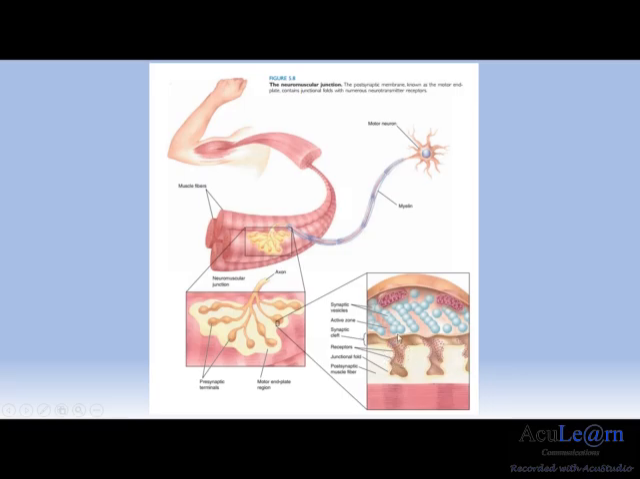The motor end plate at the postsynaptic region has many shallow folds that comprise many neurotransmitter receptors. This ultimately results in a large amount of neurotransmitters being released onto a membrane surface that is highly sensitive towards these neurotransmitters. An action potential in the motor axon would almost always generate another on the muscle cell that it synapses on.